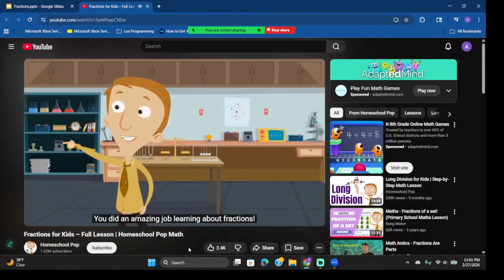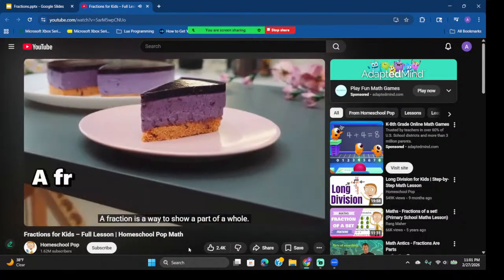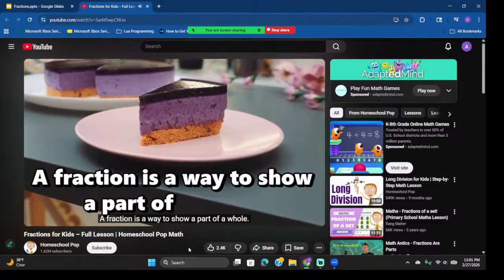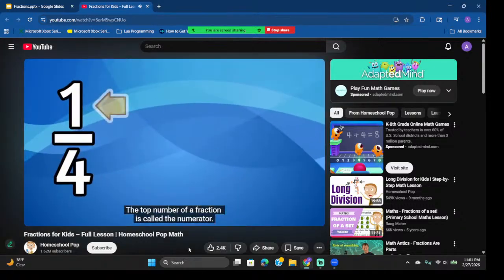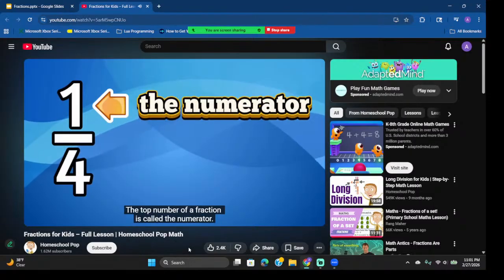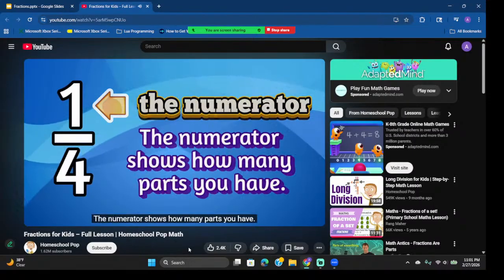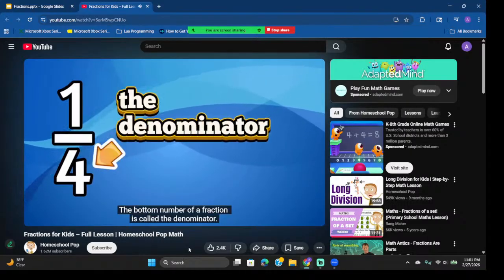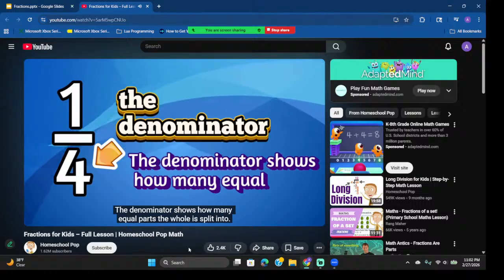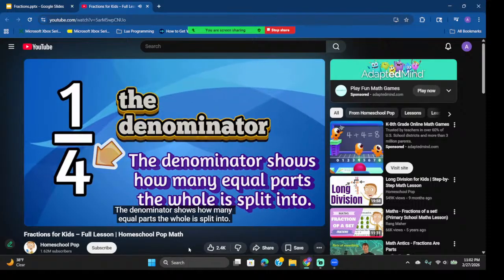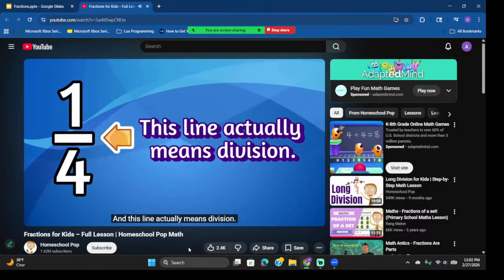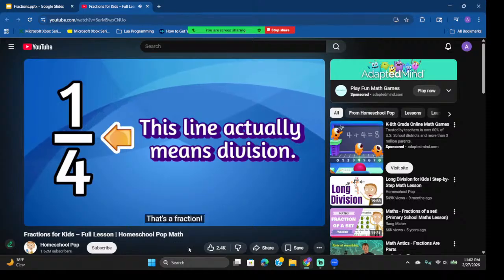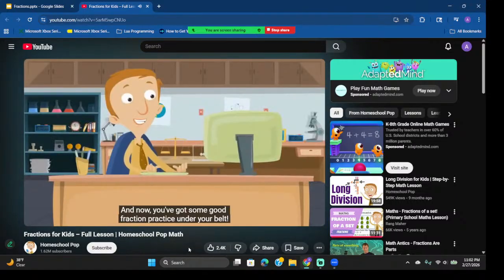You did an amazing job learning about fractions. A fraction is a way to show a part of a whole. The top number of a fraction is called the numerator. The numerator shows how many parts you have. The bottom number of a fraction is called the denominator. The denominator shows how many equal parts the whole is split into. And this line actually means division. The numerator is being divided by the denominator. That's a fraction. And now you've got some good fraction practice under your belt.